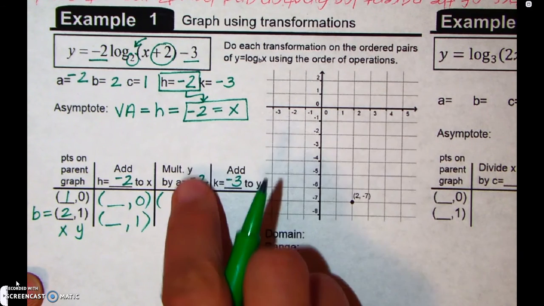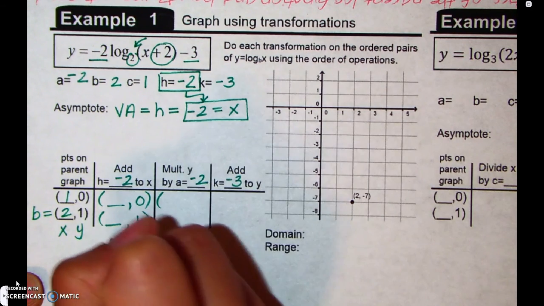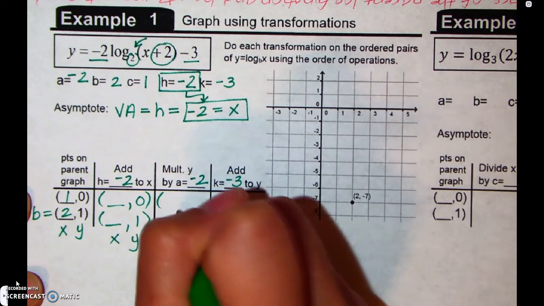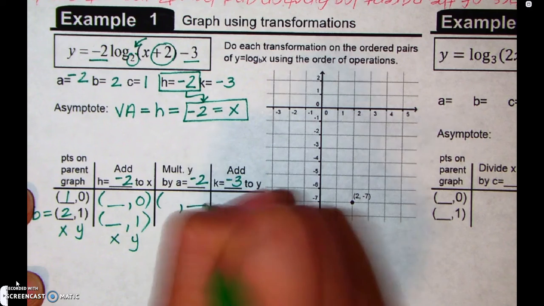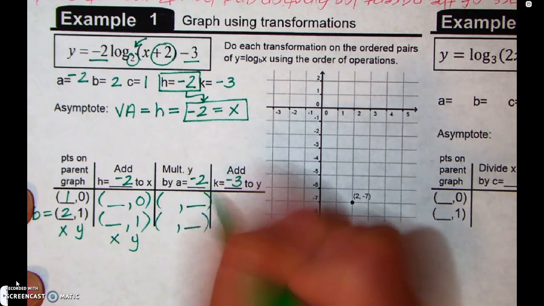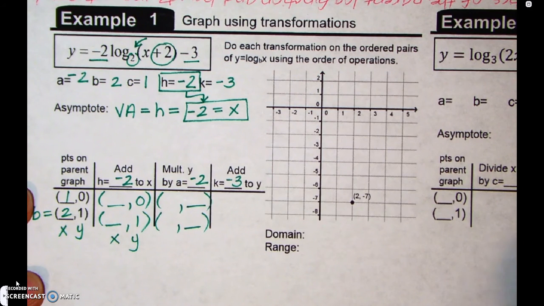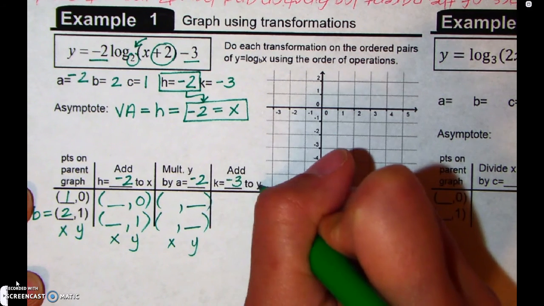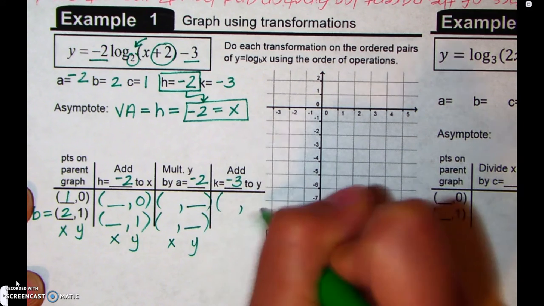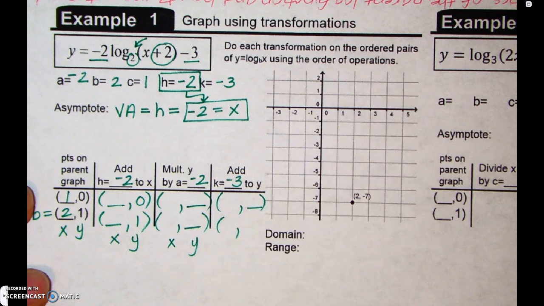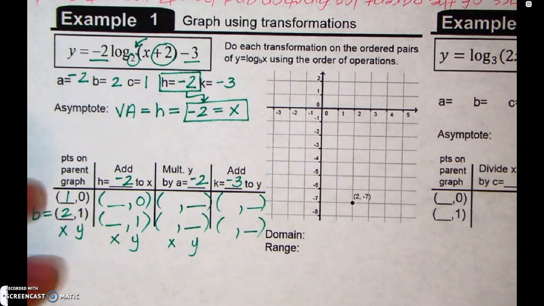Okay, on the next part it says multiply y by A. So this is my x and y. Whatever x is stays the same from the previous one, but then we're going to change the y. We're going to multiply y by -2, so that's going to change that coordinate. We're going to rewrite the same thing, x and y, and it says add -3 to the y value. So x is going to stay the same, but my y value is going to change.